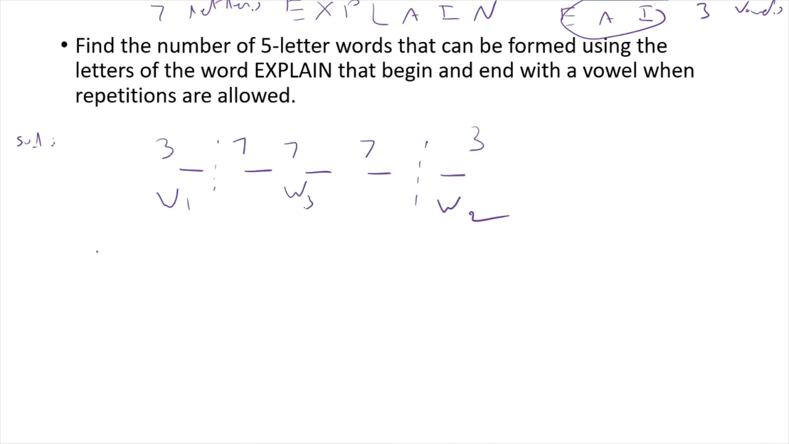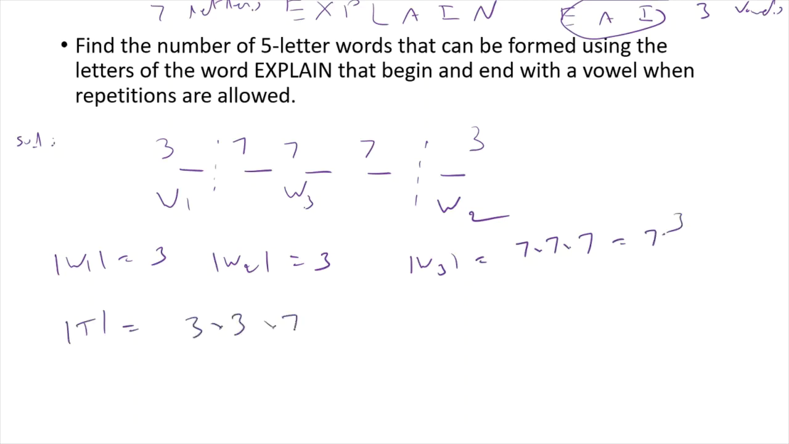Therefore, the total number of 5-letter words that can be formed using the letters of the word EXPLAIN, which begin and end with a vowel, is going to be: number of ways of doing W1 is 3, number of ways of doing W2 is 3, number of ways of doing W3 is going to be 7 times 7 times 7, which is equal to 7 raised to 3. So number of ways of completing the task is equal to 3 times 3 times 7 raised to 3, which is equal to 3 squared times 7 raised to 3.